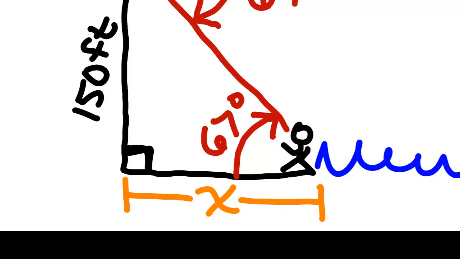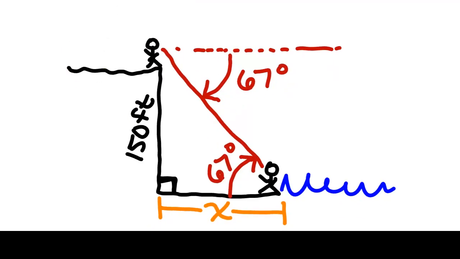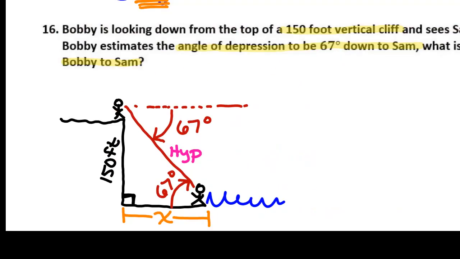All right. So now we need to label up our sides. Hypotenuse, opposite, adjacent. Which side here is my hypotenuse? 67 is an angle. That's okay. Which side is the hypotenuse? The line of sight from Bobby to Sam, yes. This right here is the hypotenuse.